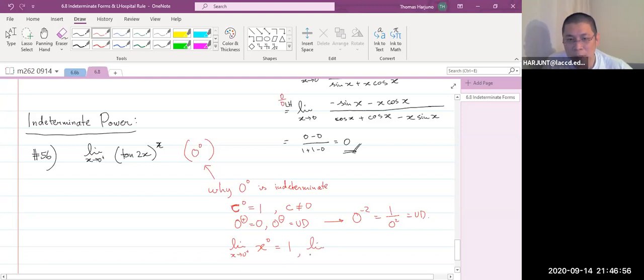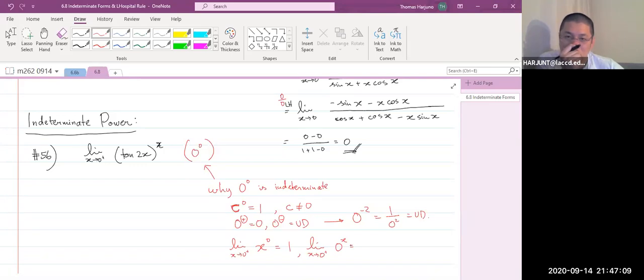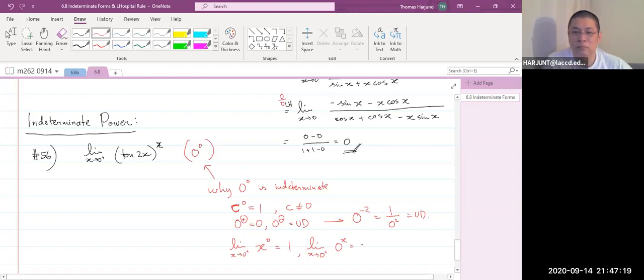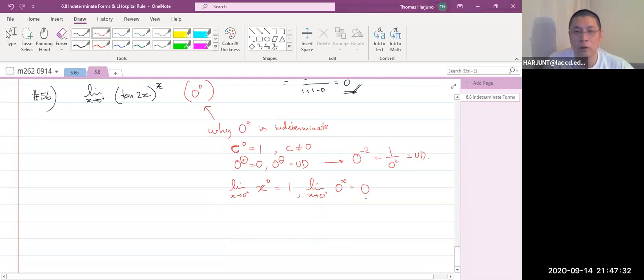But what happens if I change the position: limit as x goes to 0 positive of 0 to the x? What is this equal to? This is 0, right? Because x is positive. On the other hand, when we have the limit as x goes to 0 negative of 0 to the x, this will be undefined, as we have said earlier.